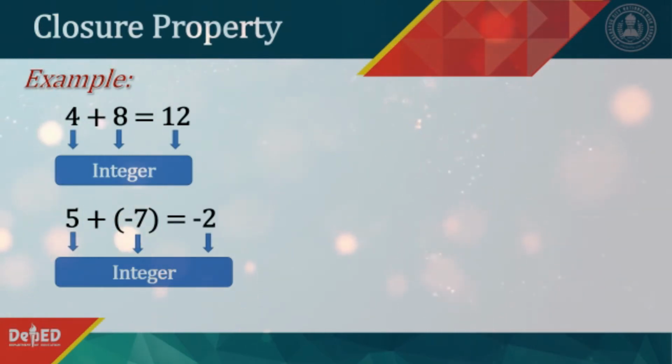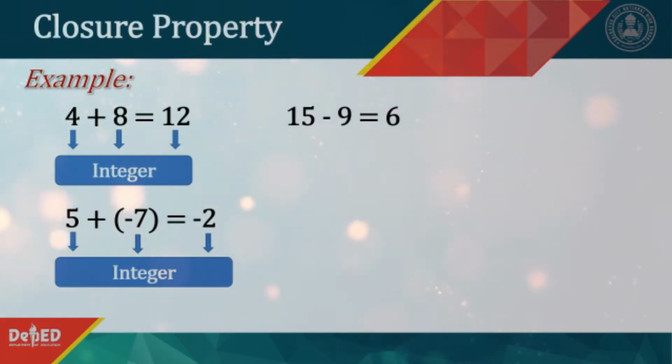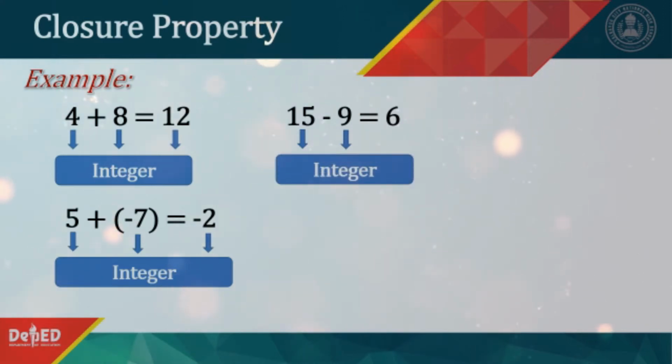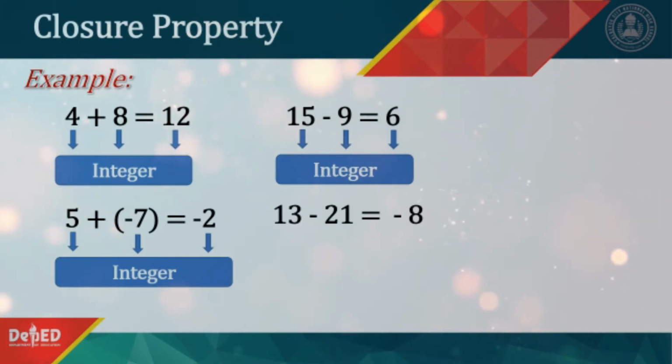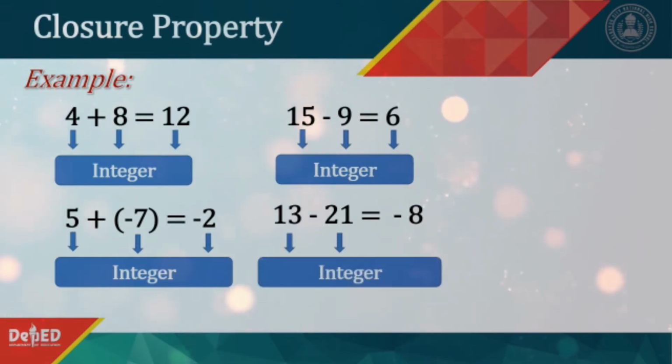Another example under closure property is 15 minus 9 is equal to 6. Since the minuend 15 and subtrahend 9 are integers, therefore, the difference 6 is also an integer. Another is 13 minus 21 is equal to negative 8, where the minuend 13 and the subtrahend 21 are integers. Therefore, the difference negative 8 is also an integer.